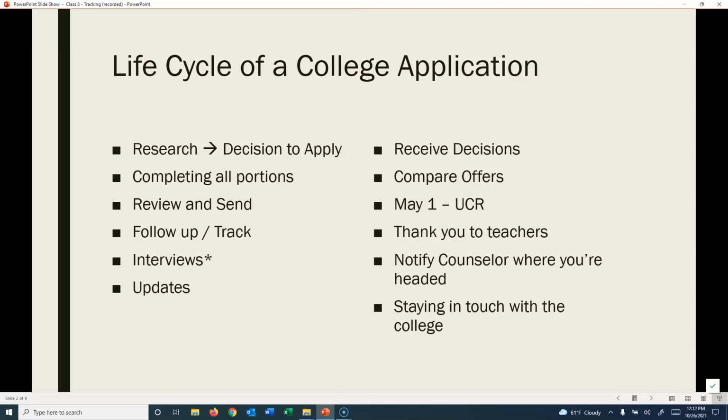Soon we'll be talking about interviews and then updates for your application. That could happen really in January and February for regular decision. And then you see the rest. It's when you receive your decisions comes next, comparing offers. May 1st is the universal candidate reply date, although many of you who do early decision 1 will respond in December. Thank you to your teachers. Notify your counselor where you're headed. That'll be basically in May, and staying in touch with the college throughout the life cycle. So again, where we are right now are these 2, 3, and 4 bullet points.